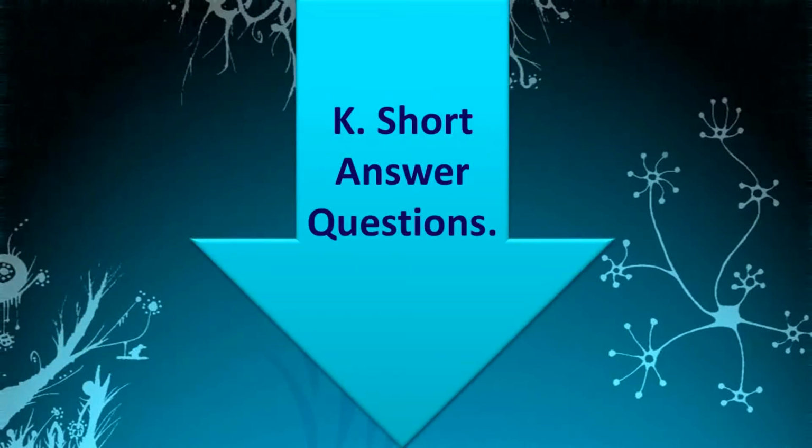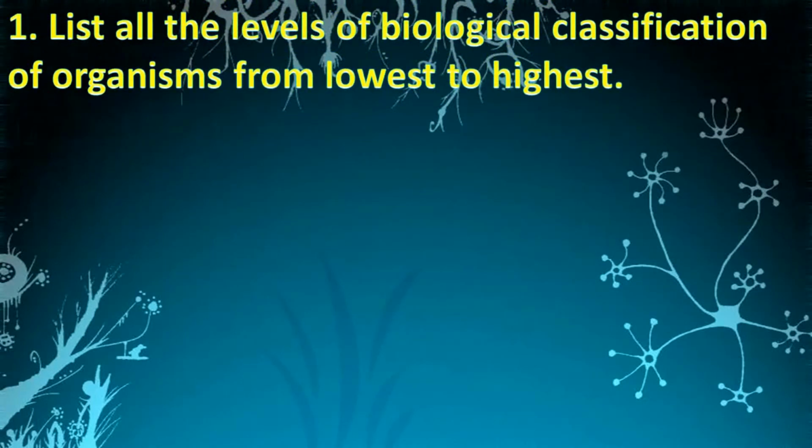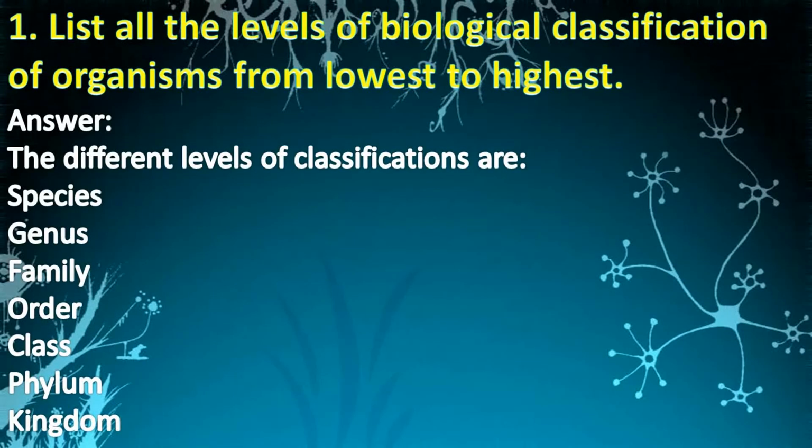Short answer questions. List all the levels of biological classification of organisms from lowest to highest. Answer: the different levels of classification are species, genus, family, order, class, phylum, kingdom. Next question.